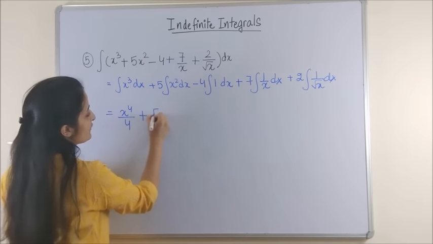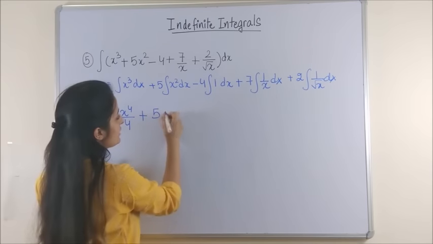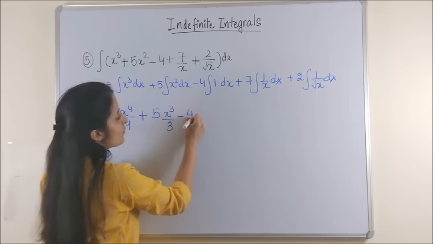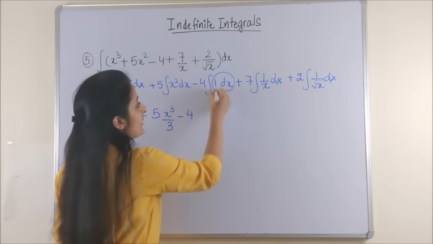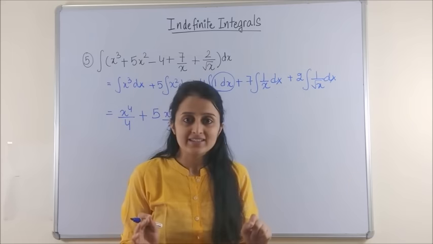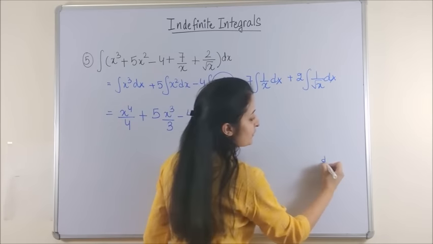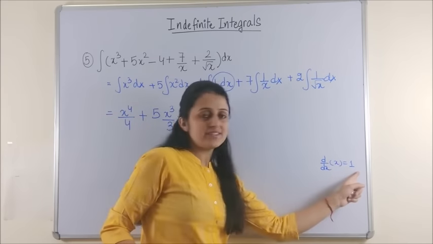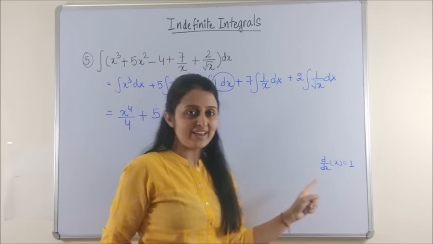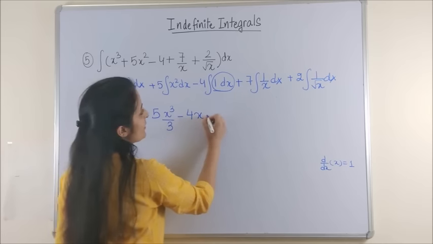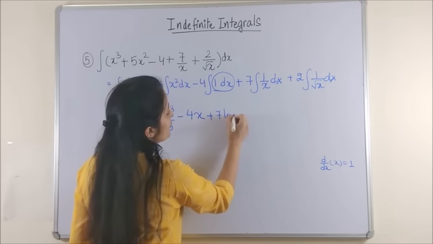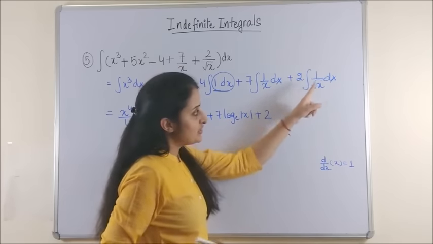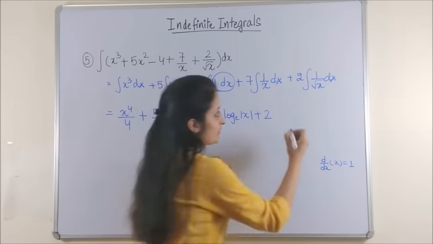So now if we recollect the list of formulas once again, this becomes x raised to power 4 upon 4 plus 5 as it is into the integral of this, which gives us x cubed by 3, minus 4 into the integral of 1 dx, which would be simply x. Why? Because if you differentiate x, you get 1. So of course when you integrate 1, you should get back your x. So this becomes 4x plus 7 log mod x plus 2 root x, and we just discussed this in one of the questions.